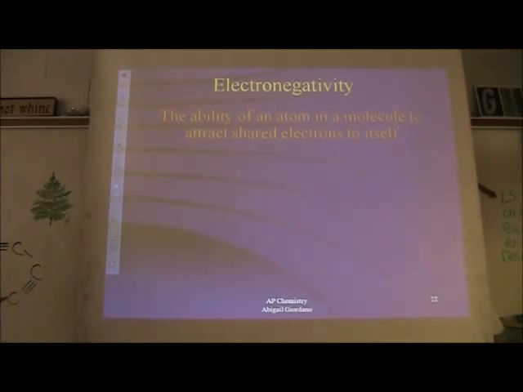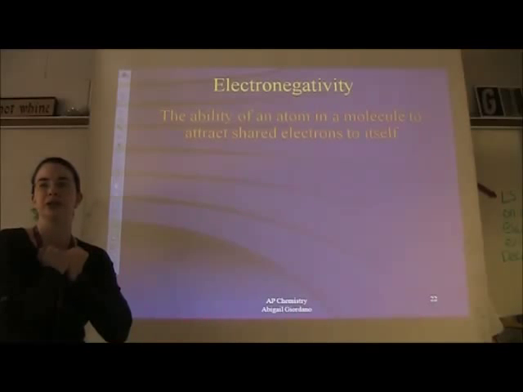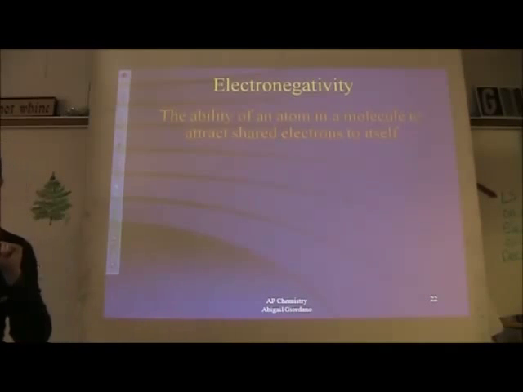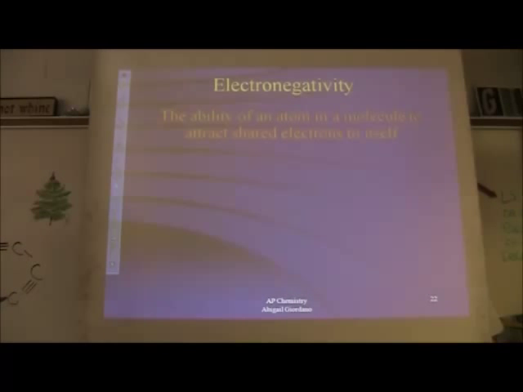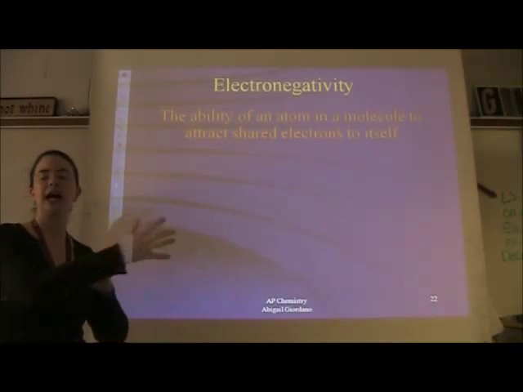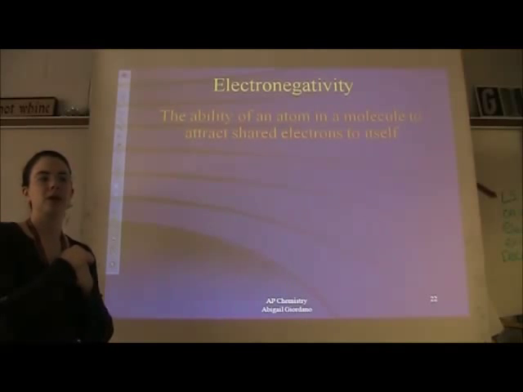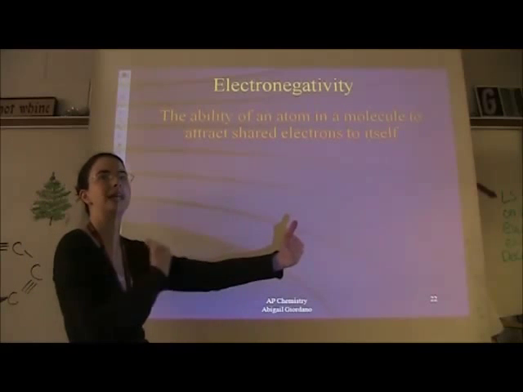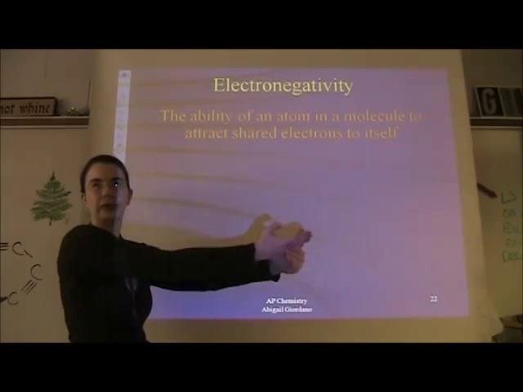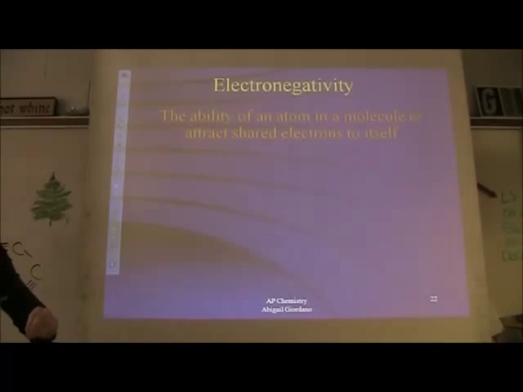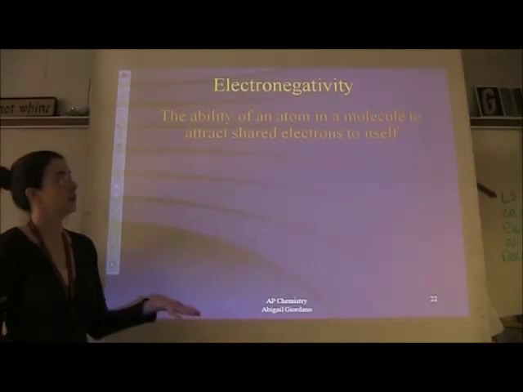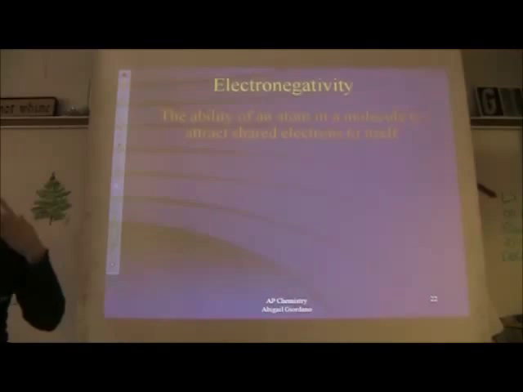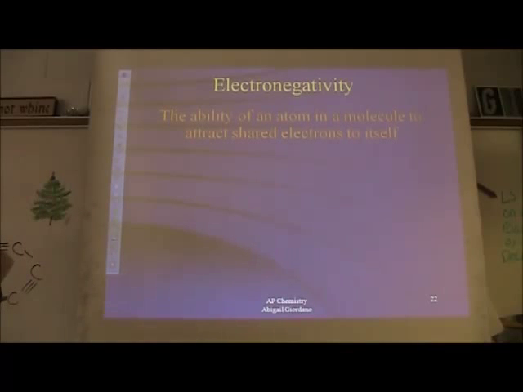Both electronegativity and electron affinity mean the ability of an atom to attract electrons to itself. Here's the difference. Electronegativity is an atom that is already tied up in a covalent bond. It's not just any old electrons that it's attracting to itself. It's attracting the electrons that are being shared between it and something else. Okay? Electron affinity is an atom just by itself, hanging out. It's not in a bond. It's just an element by itself. How much does it want to attract electrons to itself? This is an atom tied up in a chemical bond.